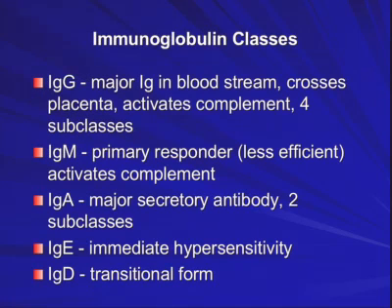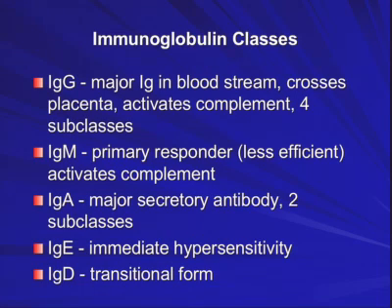Now, there are 5 classes of immunoglobulin, and these are IgG, IgM, IgA, IgE, and IgD. Why it's not A, B, C, D, E, I don't know. But what we know is that IgG, or gamma globulin, is the major immunoglobulin in your bloodstream and crosses the placenta. So when babies are born, they have normal adult concentrations of IgG.